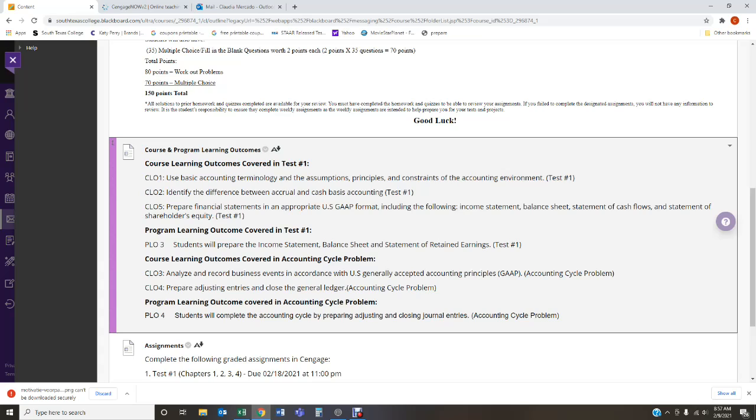Now, in your accounting cycle problem, you're going to analyze and record business events in accordance with GAAP. You're going to prepare adjusting entries and close the general ledger. And students are going to complete the entire accounting cycle and the closing journal entries. Okay, there are a lot of things that are going to happen in these two assignments, so it's very important that you give it your all and that you try your very best.